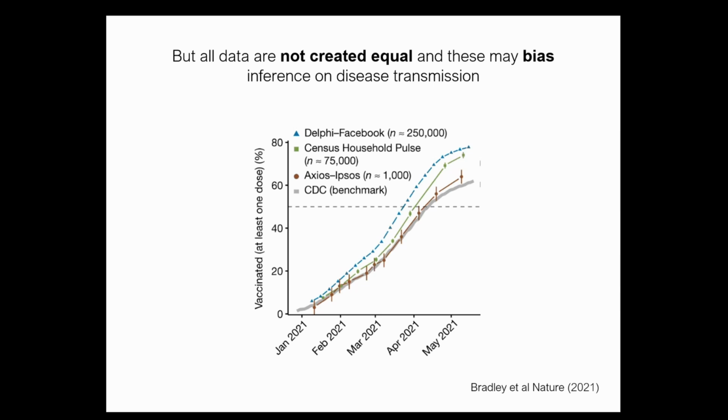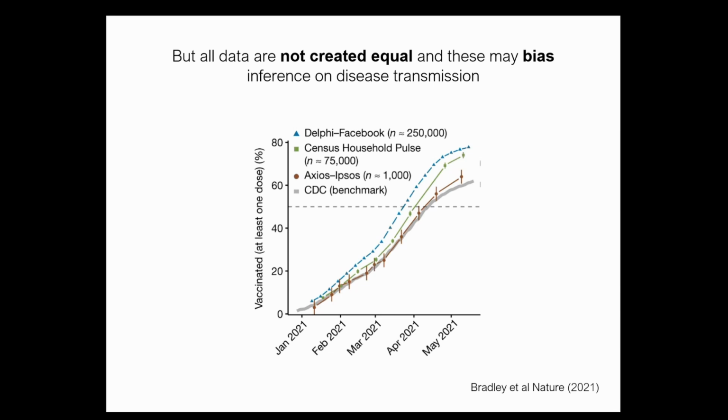This is work that looked at vaccination rates from a few different sources. So things like social networking sites like Facebook, a census, which would be particularly designed to be representative, and other things like online polling firms. The CDC benchmark is shown in that gray line, and you can see that when you use these different data sources, you might get very different rates of vaccination, upwards of 20% different, which depending on the pathogen could give you a really different estimate.